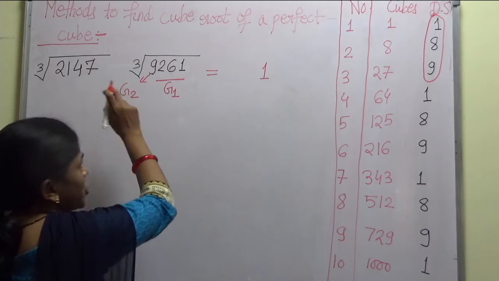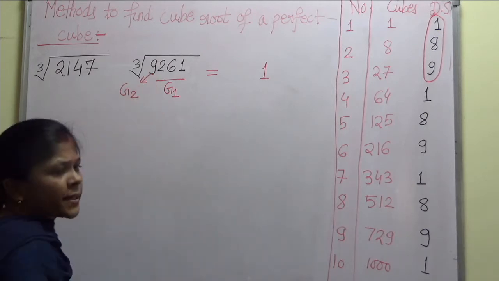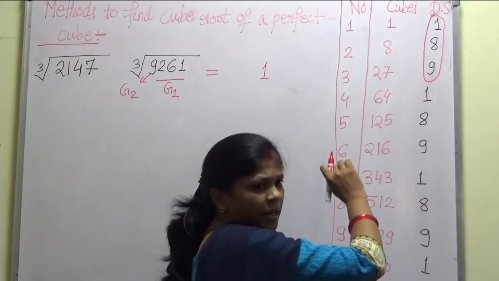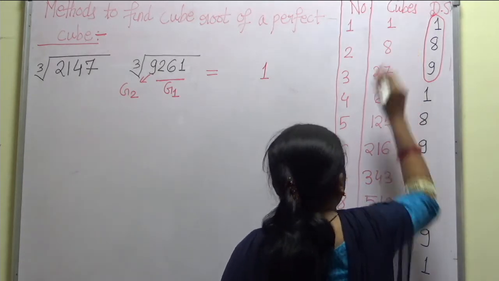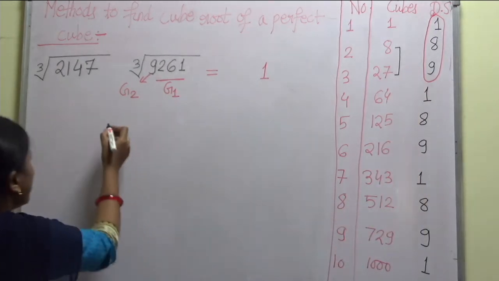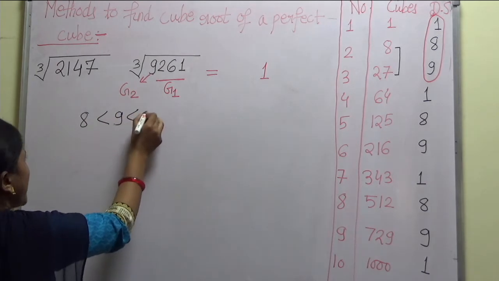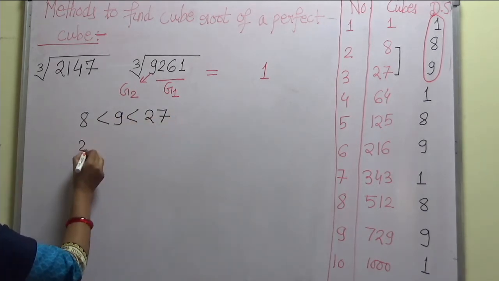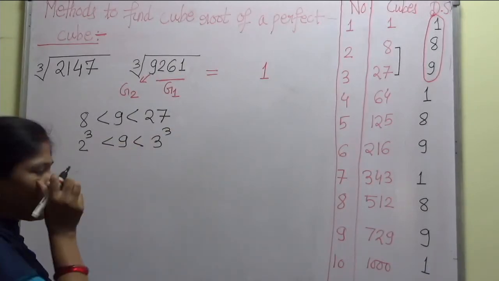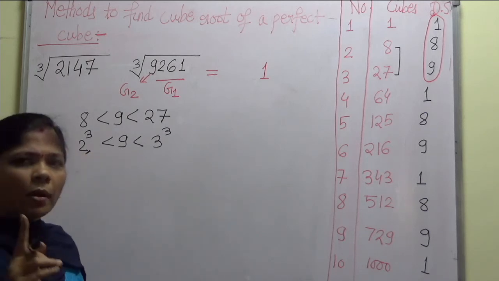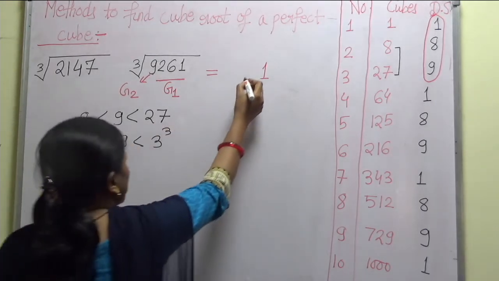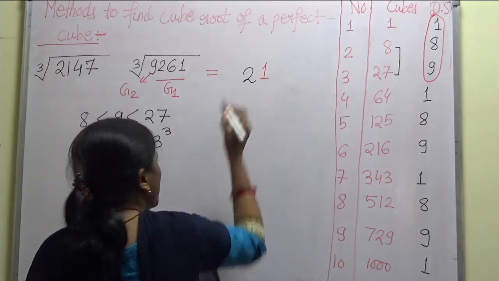We will go for G2, right? Now the group 2 number is 9. We will find out where this number lies among the cubes of these numbers. 9 is between 8 and 27, which are nothing but the cubes of 2 and 3. Therefore we will take the lowest one. Remember, the lowest one is always dominant in giving you the number. So the number over here must be 2, right?